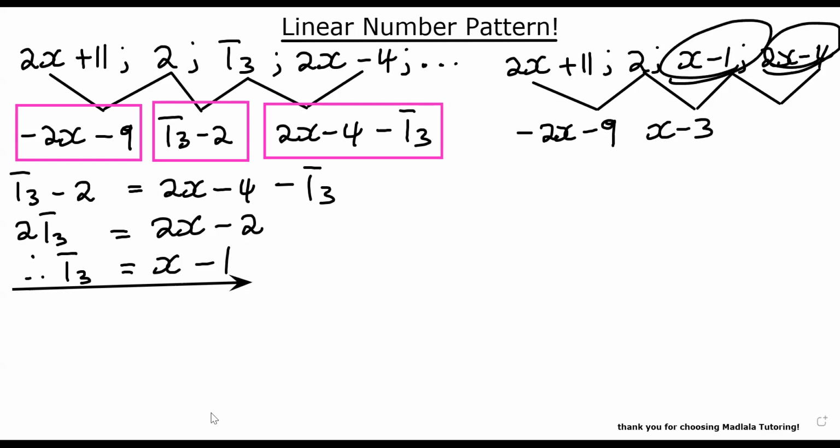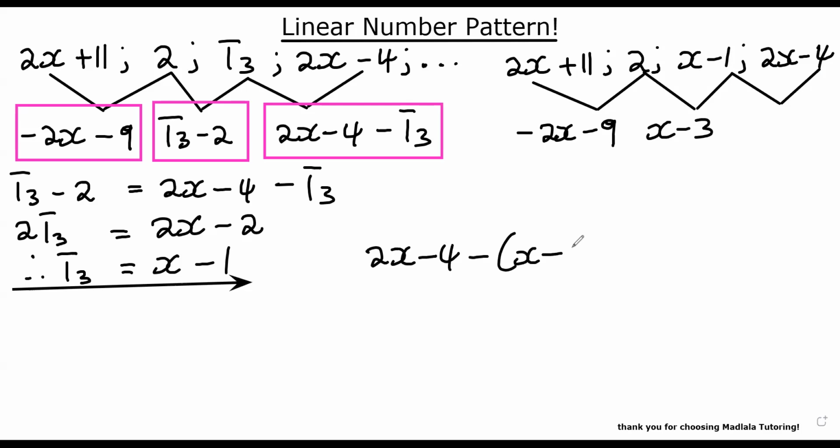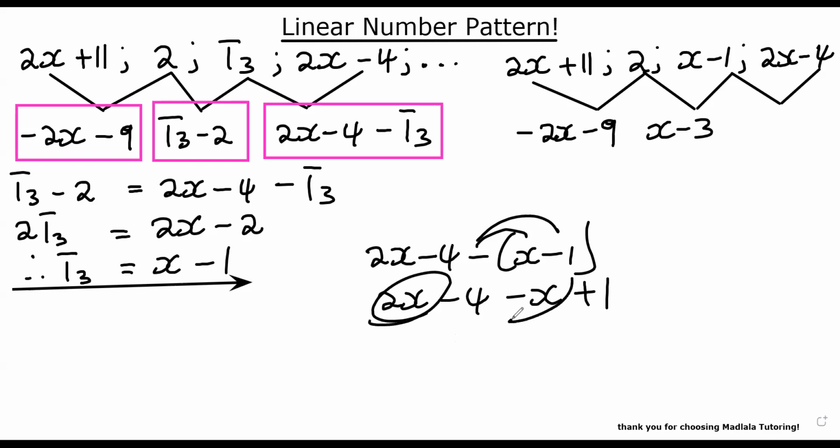Now what about if you say 2x minus 4 minus (x minus 1)? Well, this is how you're supposed to say it, right? And of course, you distribute the negative sign. And this is what you will get, okay? Then 2 minus 1 is 1. Negative 4 plus 1 is negative 3. So here you have your x minus 3.